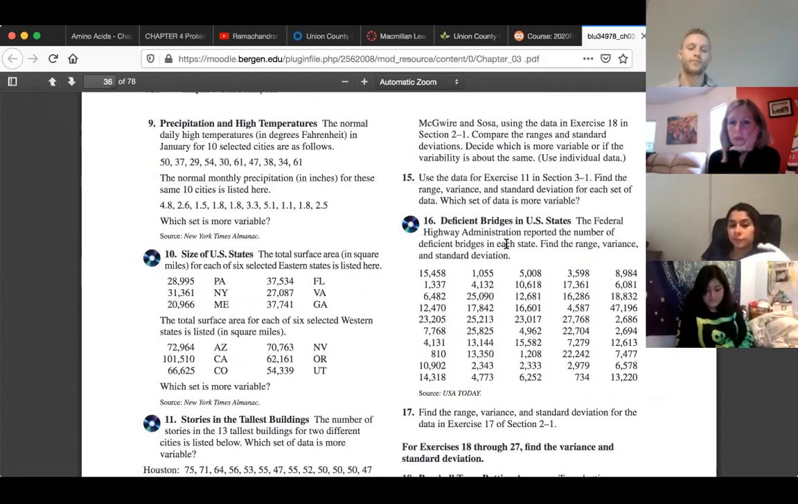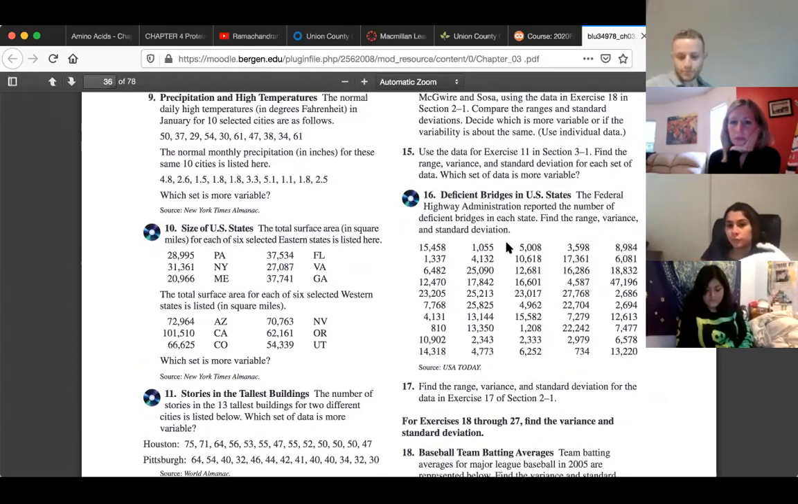So for numbers 9, 10, and 11, what you're going to do is, instead of calculating both variance and standard deviation, just calculate the variance for each data set, and then you're going to compare from one data set to the next. For example, number 9 has 2 data sets. You're going to do the variance for the data set up on top, and then the one on the bottom, and then you're just going to compare and find out which data set is more variable. They're going to get into something in the answer book called coefficient of variation. You don't have to worry about that.